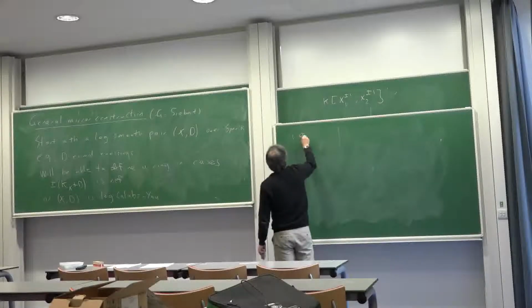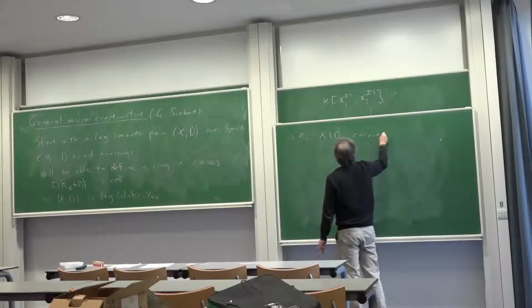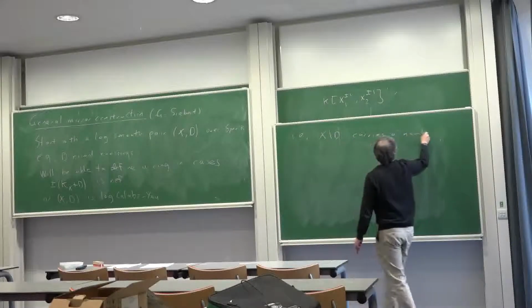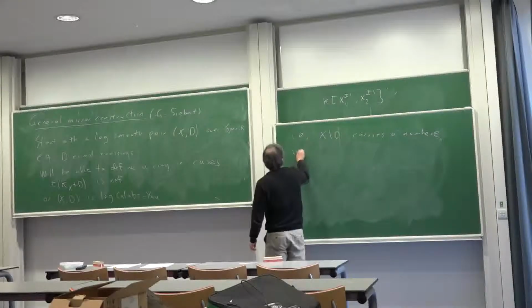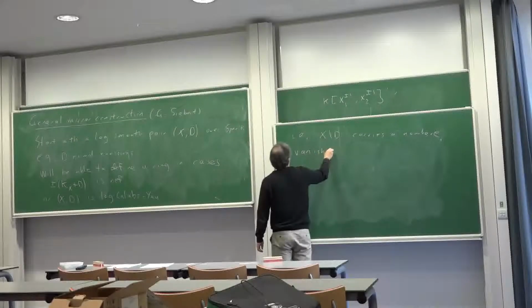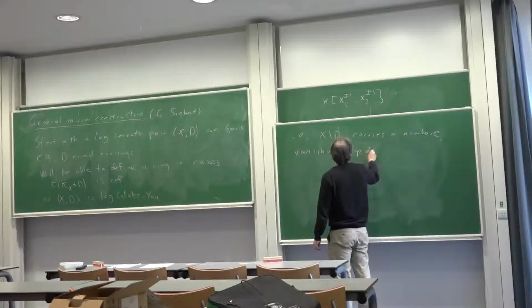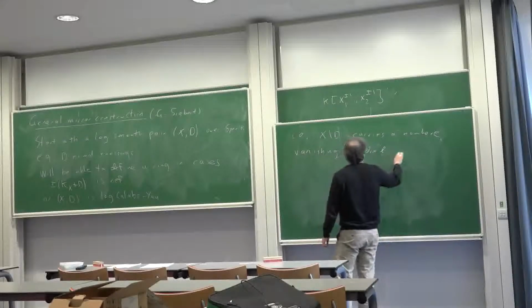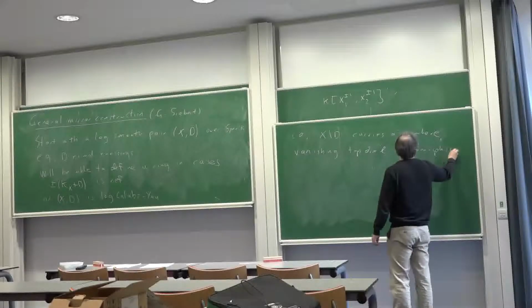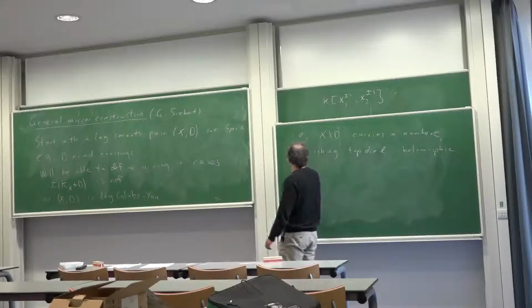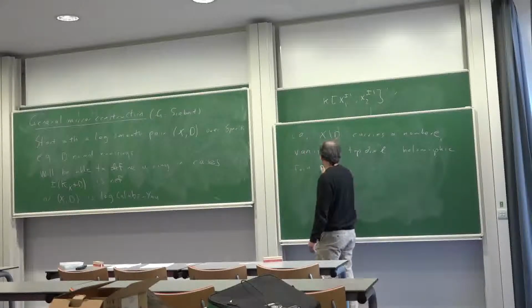i.e., X minus D carries a nowhere vanishing top dimensional holomorphic form, with at worst simple poles along D.